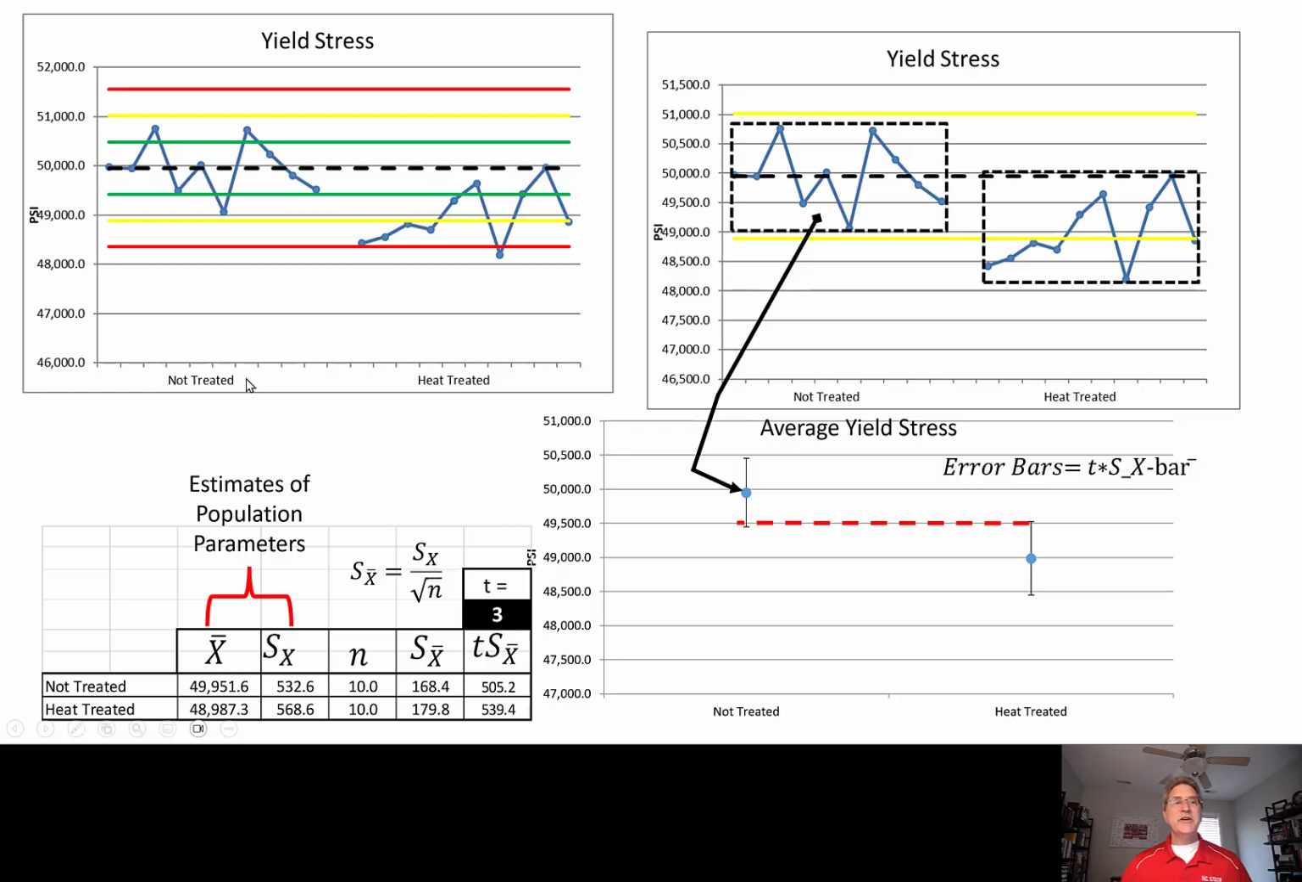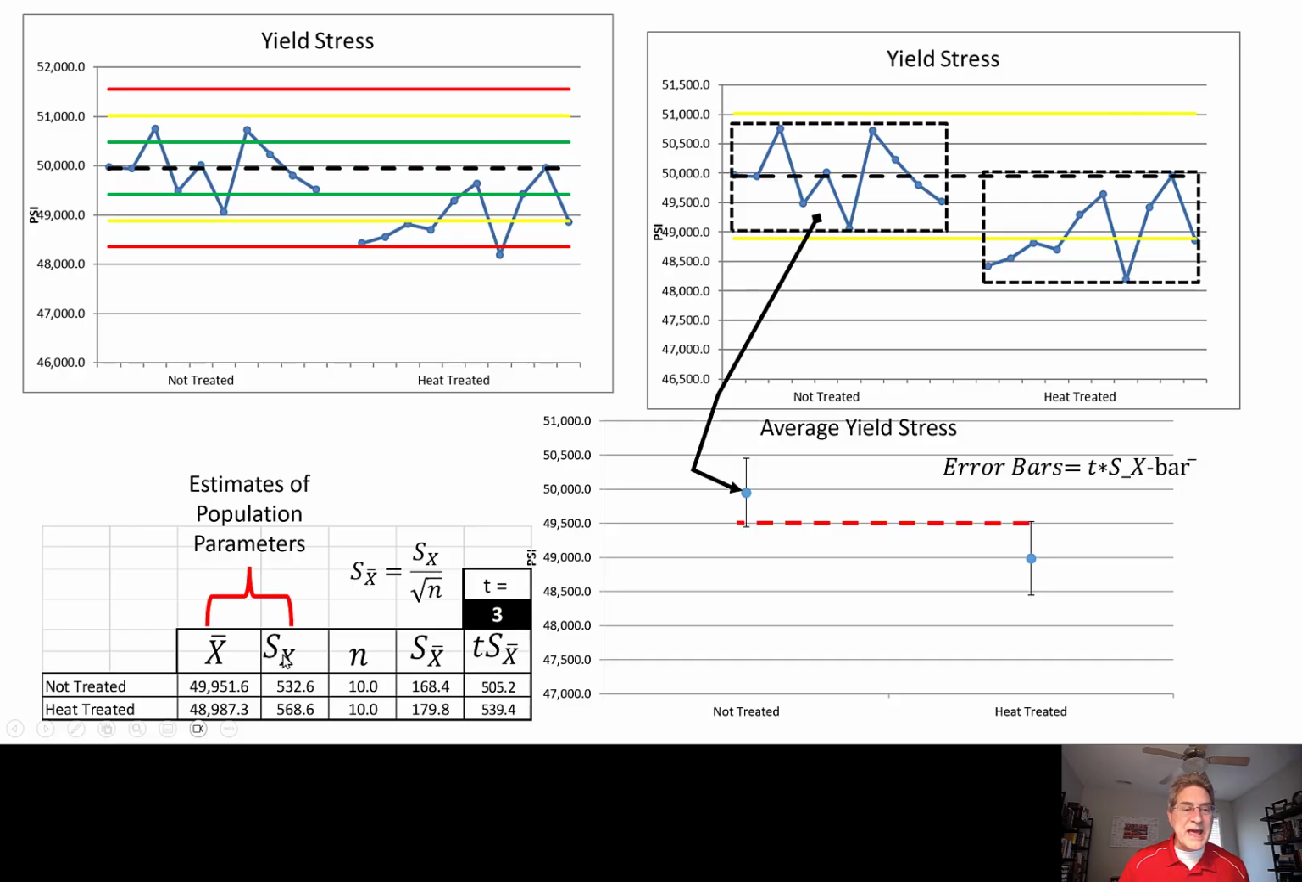Okay, so how are we going to do this? We looked at 201. There was overlap. You know, it was hard to tell. So we've calculated our averages. So look what we have. Here's the average, our sample standard deviation.